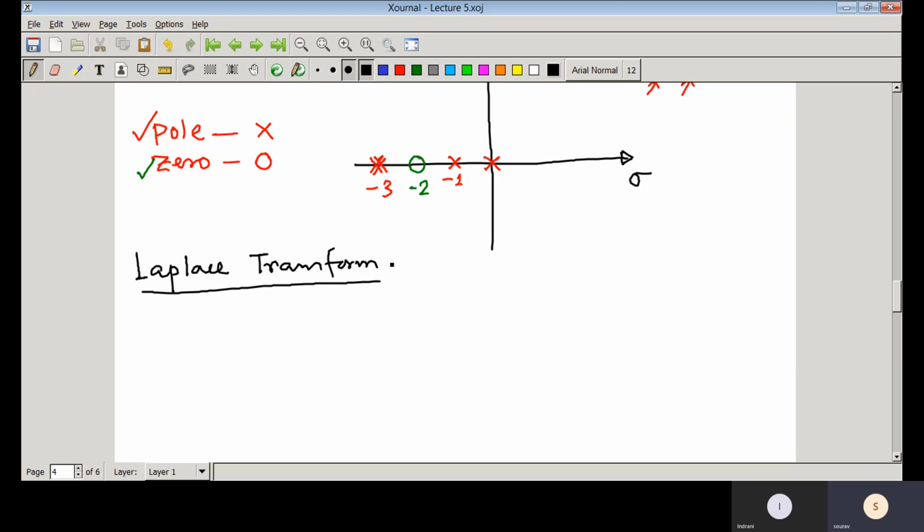So the Laplace transform is a transform. Let us first understand what a transform is, and it would be very clear. That means, consider the case of, say, logarithm. Suppose you have two numbers.